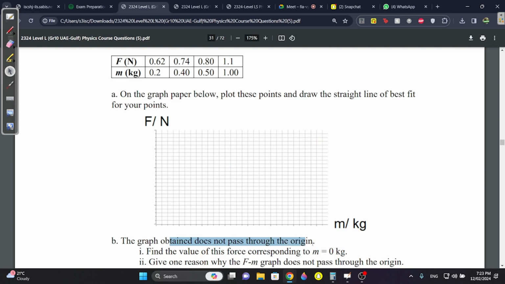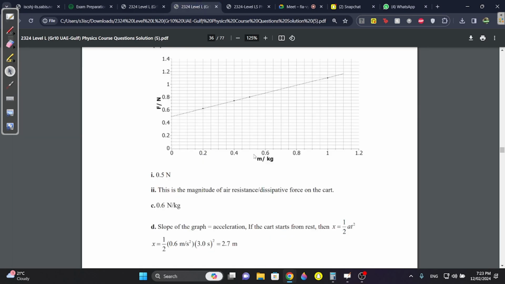The graph obtained does not pass through the origin. I erased the graph. Find the value of this force corresponding to m equals 0. So I'm just going to use the line here. They're saying m equals 0, so you just go to your line. Where is mass 0? It's over here. And where does that correspond to the line? I hit the line over here at 0.5. So the force is going to be 0.5 newtons when the mass is 0 kilograms.